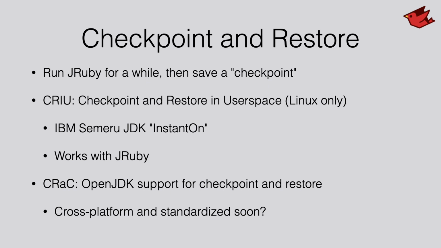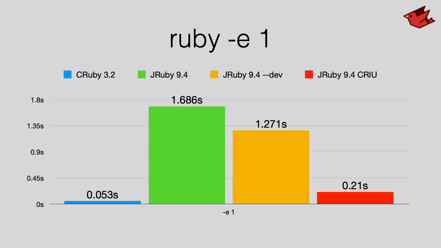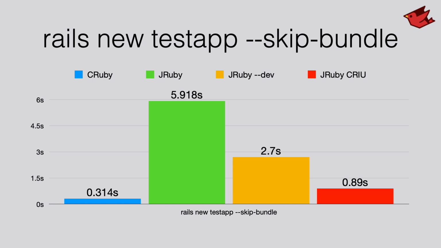So back to our -e1 example, if we use checkpointing to save off the warmed up JRuby, now we're getting much closer to CRuby. Here only less than 4 times slower, 3-ish to 4-ish times slower. And then, of course, a larger application. Now we're in the neighborhood of 2 to 3 times slower to get that started. So there's a lot more work that we can do here. We believe we can get these numbers down much closer to CRuby. So if you're running on Linux, we do have some answers coming.